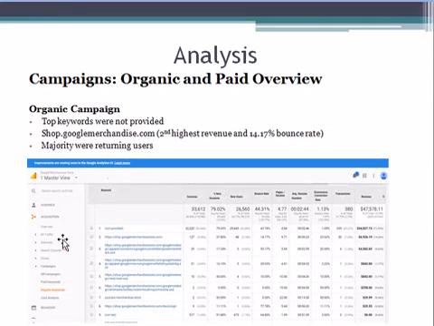The keyword that came in second was shopgooglemerchandise.com. It's interesting that people typed in that term, and that's the second highest in revenue, and the bounce rate was 14.17%, which means people were engaged with this keyword. And again, another interesting thing, the majority of the people on the site were returning users.